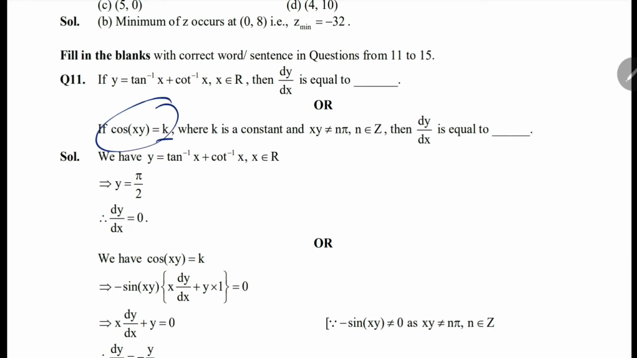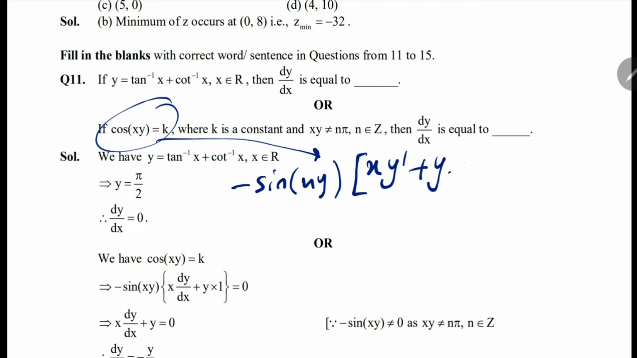So we will differentiate this function. The derivative of cos of angle is minus sine of angle. Now we have to differentiate using the chain rule in the angle, and while differentiating this angle, we will be applying the product rule of derivative.